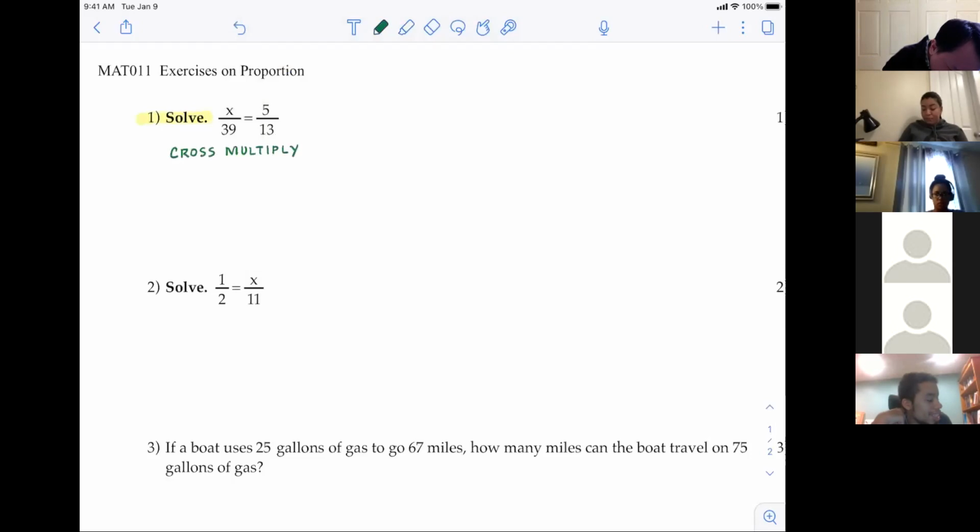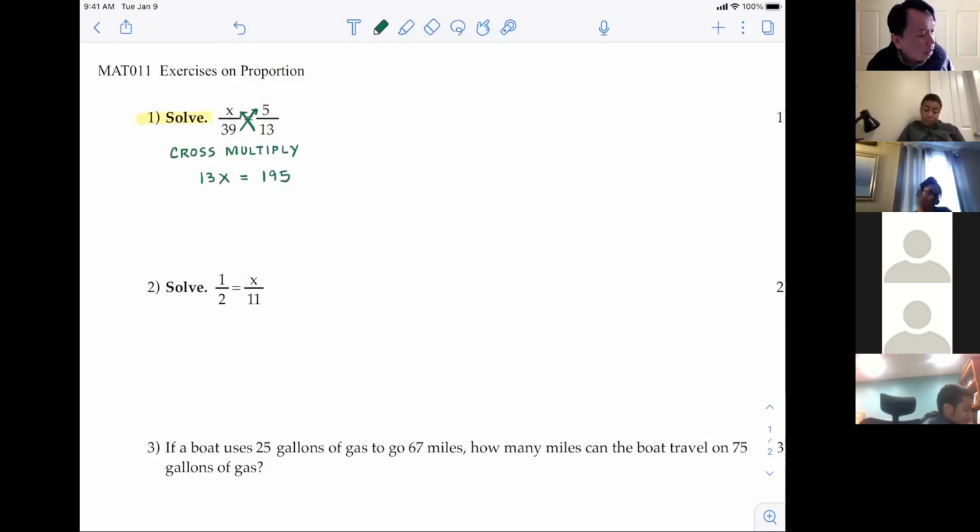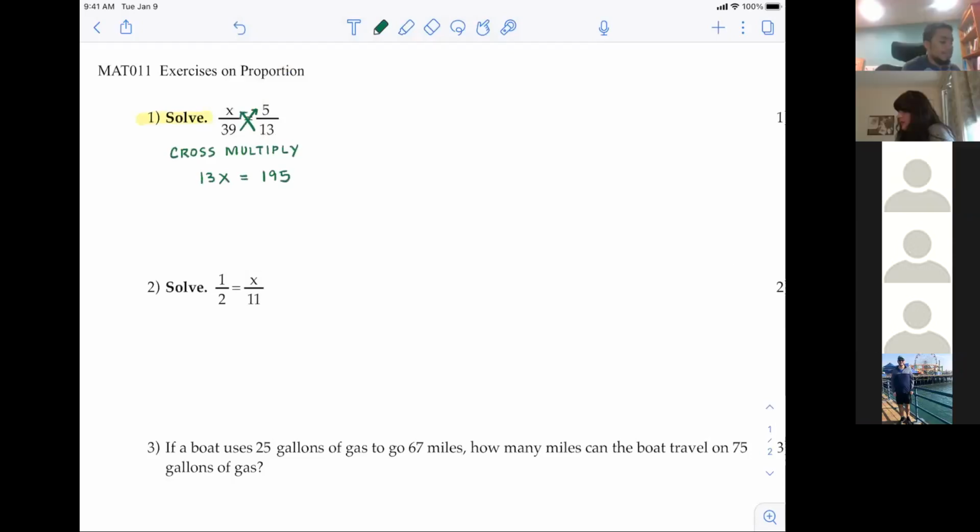So by cross multiplication, I mean multiplying diagonally. So 13 times x will be 13x, and then 39 times 5 will be 195. So let me stop here. Do you understand what I mean by cross multiplication? So far, so good?